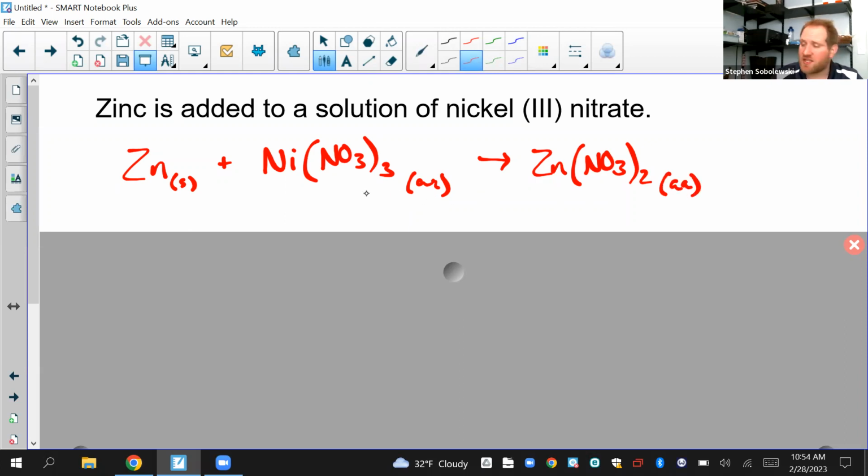And so what happens to the Ni? Well, the Ni got replaced. It got bumped out. So now we just write plus Ni. And Ni being a metal, that's going to be solid. So there's our reaction. Now we just need to balance this. Looks like for nitrates, I see 3 and 2. So I'm going to put a 2 and a 3. And then I need 3 zincs here and 2 nickels here.